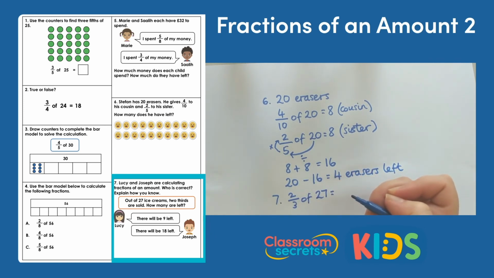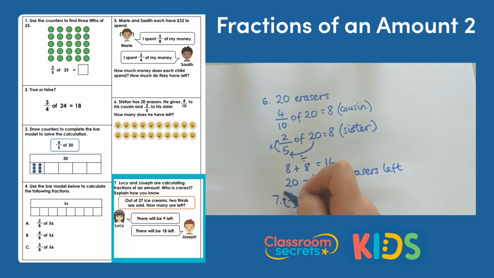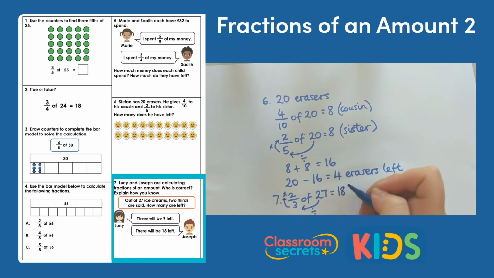this will help us work out how many ice creams have been sold. So 27 divided by 3 equals 9, times by 2 equals 18. So we know that 18 ice creams have been sold. To finish this question, if we know that there were 27 altogether, all that's left to do is subtract 18 from 27, which leaves 9. So 9 ice creams were left.